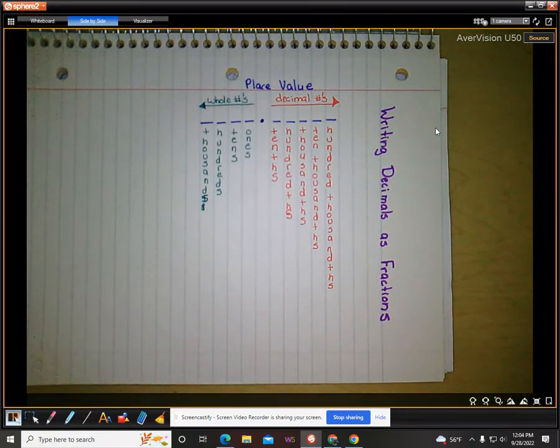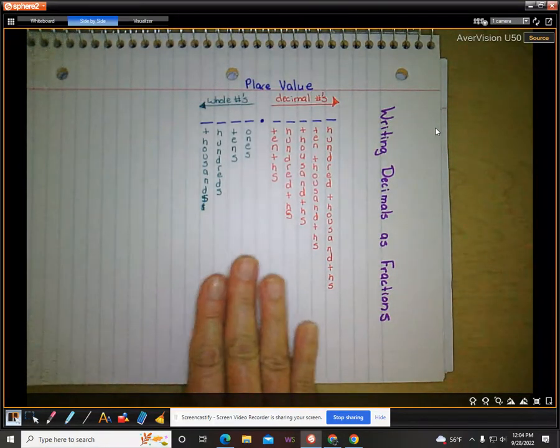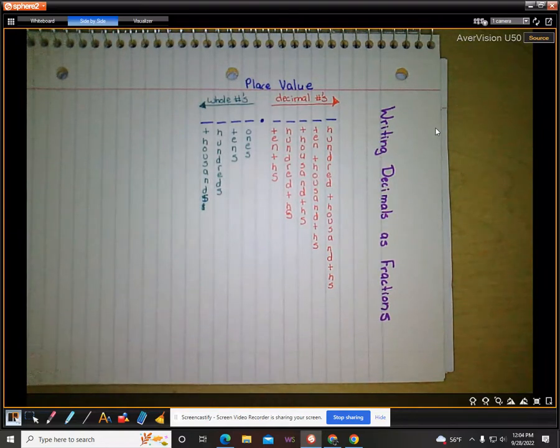Questions about place value, because you have to understand that in order to write a decimal as a fraction. If you can read a decimal, you can very easily write it as a fraction. Any questions about place value before we move on? Anyone still need this chart? I'm going to turn it the other direction. Okay.